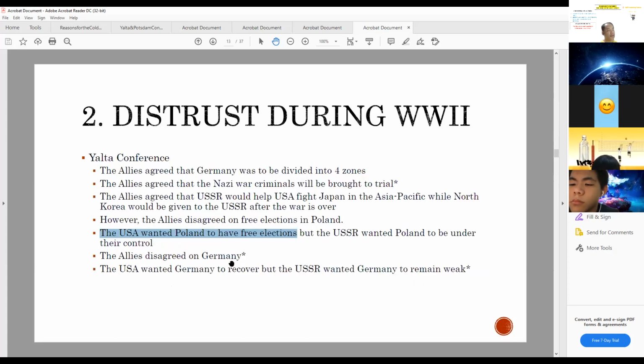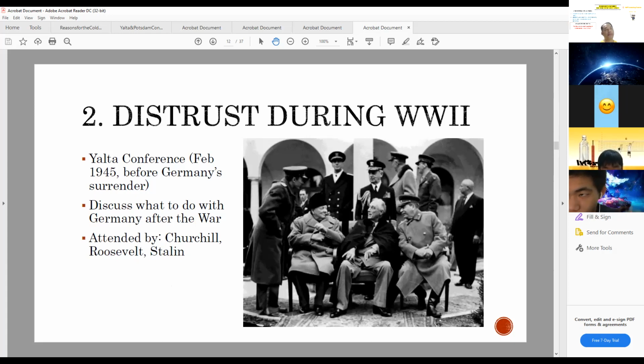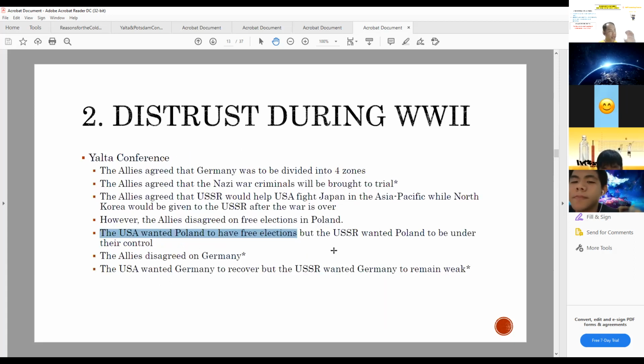So the Allies disagree on Germany. What do I mean by disagree? Britain wanted Germany to recover, but the US, you see, wanted Germany to remain weak. Realize that is the thing. Come back to this picture again. This picture can tell a lot of things. And then later on, you see another picture from there.